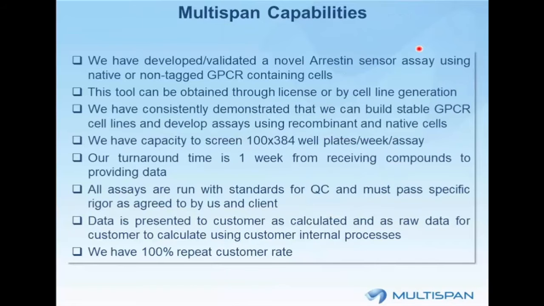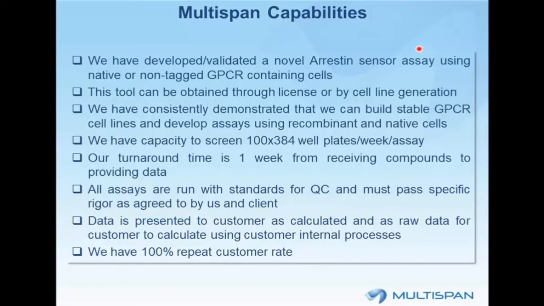So we have developed and validated a novel beta-arrestin sensor assay using native or non-tagged GPCR-containing cells. The tool can be attained through license or we can make a cell line for you. We have consistently demonstrated that we can build, Multispan is very consistent. We've demonstrated that we can build stable GPCR cell lines and develop assays using recombinant and native cells.